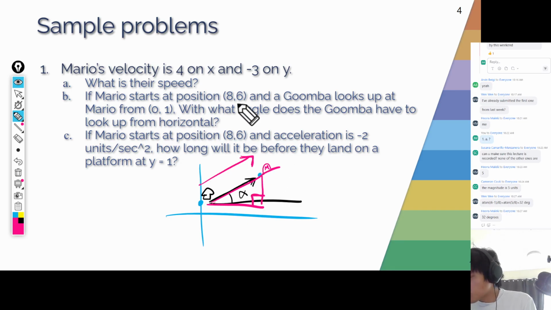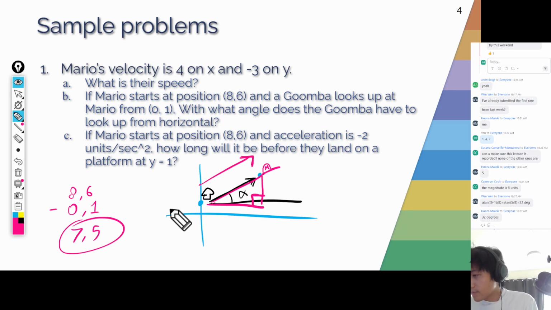If we were to subtract their positions, we would get the difference in position between them, right? So we would be able to get Mario's position and subtract Goomba's position. So 8, 6 minus 0, 1. You could just kind of do that, and then what do you get? 7, 5.